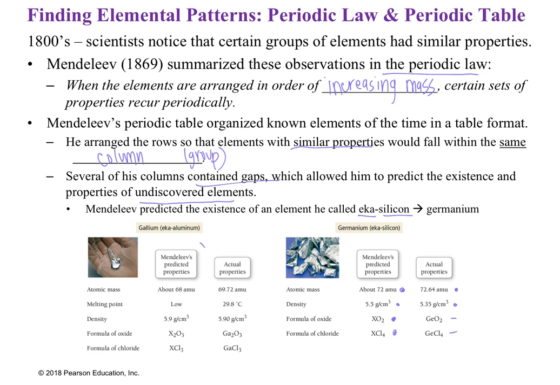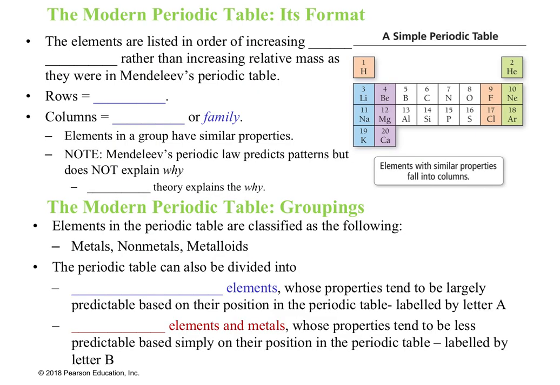We also see similar predictions with gallium, which was similar to aluminum. So now we have elements that are, instead of listed in order of increasing mass, actually in order of atomic number, so number of protons. And our rows are those periods, so going across is called a period, and going up and down the columns are the groups or the families. So they have similar properties, just like you might have in your family.